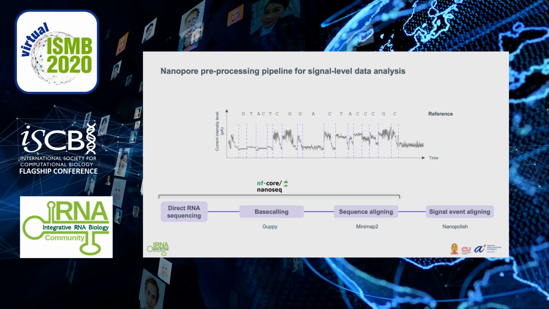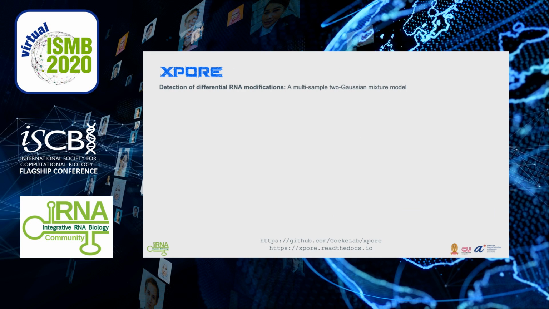Alright, after we collect all the reads aligned in the same positions like this, we can then apply Explore for all positions. Well, the key idea to develop Explore is that we modify the standard 2 Gaussian mixture model to accommodate multi-sample comparison so that differential RNA modifications can be captured.